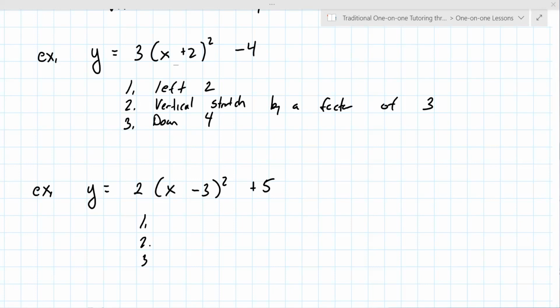Okay, so the first one is right 2. It is not right 2, it's right 3. Oops. Yes. It's so easy to put the wrong number in, or you're looking at that too. What's the last one? Up 5. And then the second one is vertical stretch by a factor of 2.